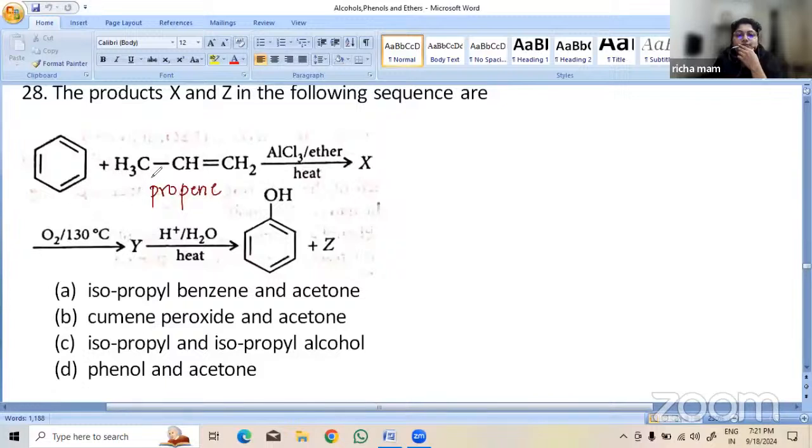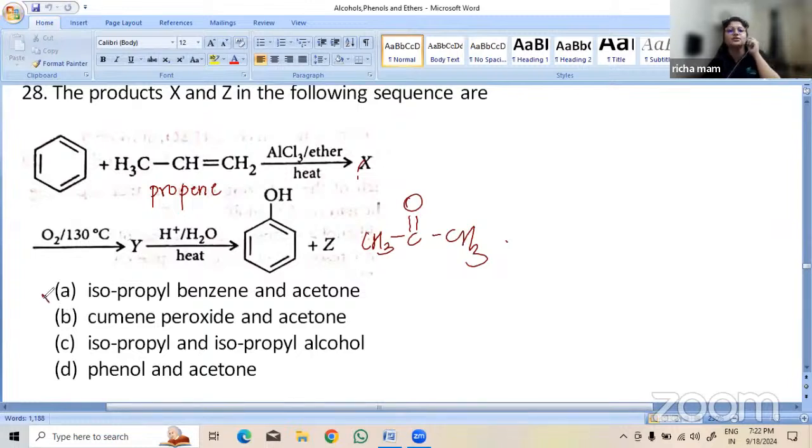In the presence of aluminum chloride and ether, you heat and get X. Further, in the presence of O2 at a temperature of 130 degrees Celsius, you get Y. Then acid hydrolysis, heat it, and you get phenol plus Z. Which reaction is this? It is the cumene synthesis, the preparation of phenol from cumene. What is the byproduct? It is acetone. The byproduct is very important. So option number A is the answer.